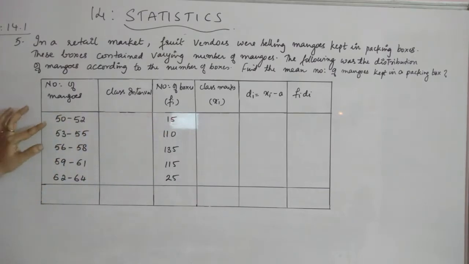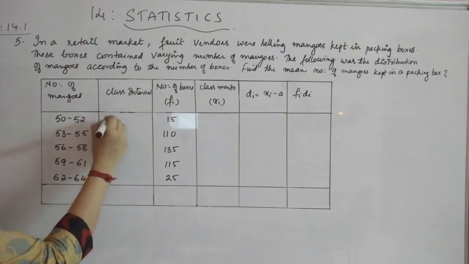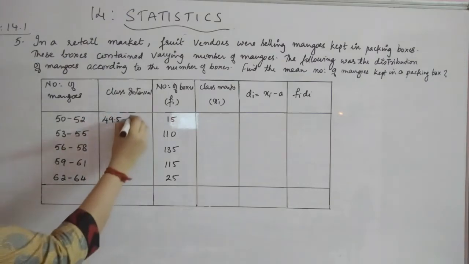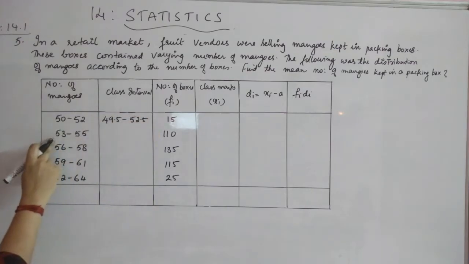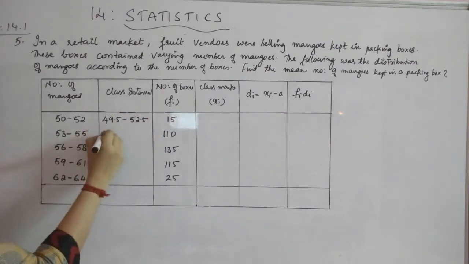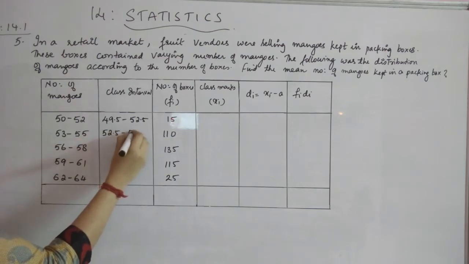But the thing which we can see is, it is not a continuous interval. Starting from 50 to 52, then it is not starting from this one, right? So this should be the same. For that, what is the process for making it a continuous interval? You have to subtract 0.5 from the lower limit and add 0.5 to the upper limit. So what will this become? It will become 49.5 to 52.5. Again, reducing from this 0.5, you will get 52.5 to 55.5.